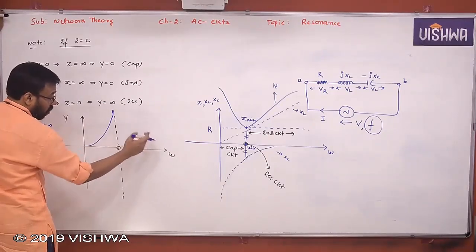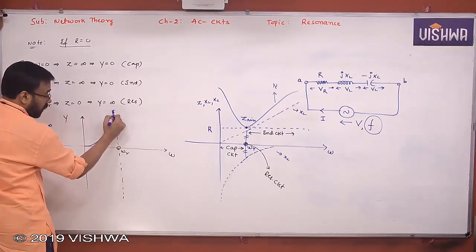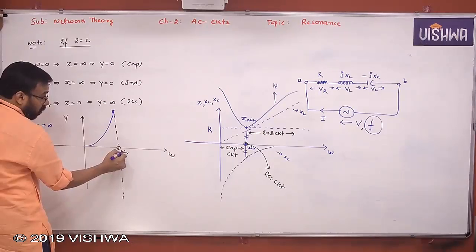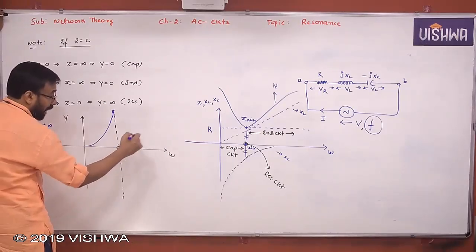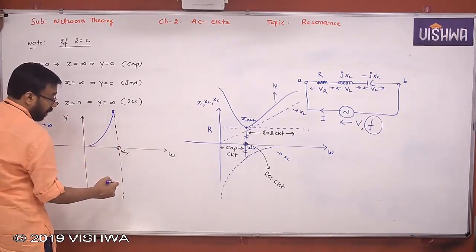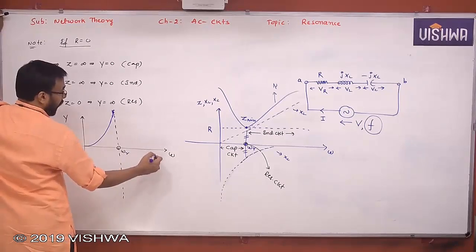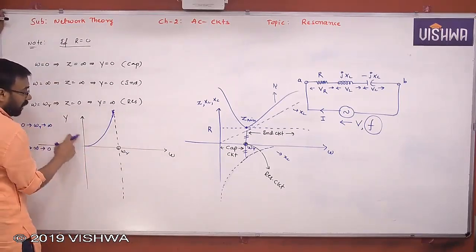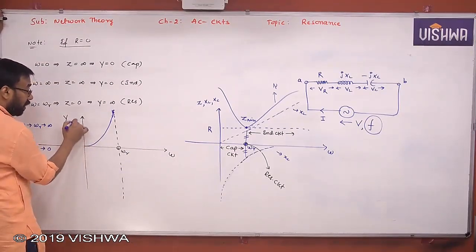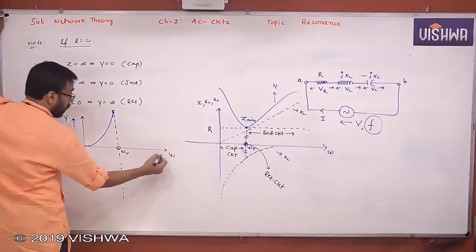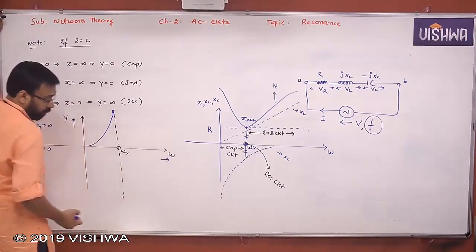Further, if you increase omega beyond omega R, because it is now resistive at this omega R, then from omega R if you increase, what will happen? It will enter into inductive. Now tell me, for admittance, inductive, where is it located? Tell me, all of you. It is in the fourth quadrant.